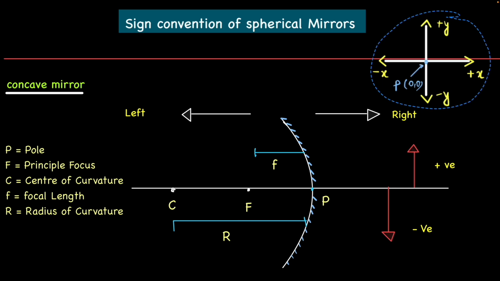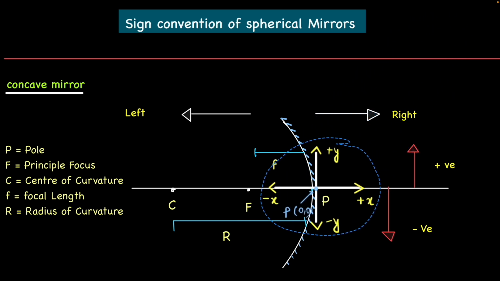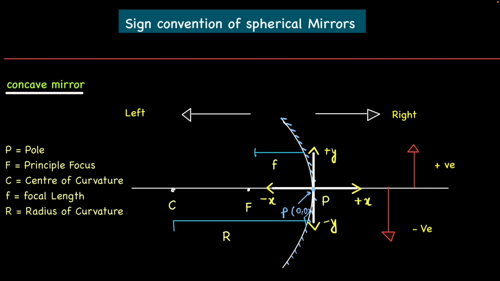If we place this coordinate with respect to the pole, now you see this up is considered as positive, same, it is matching with this. Down is considered as negative, it's negative. Similarly, positive of x-axis is positive and the negative of x-axis is negative. So by this way, we can easily identify the sign convention of a concave mirror.